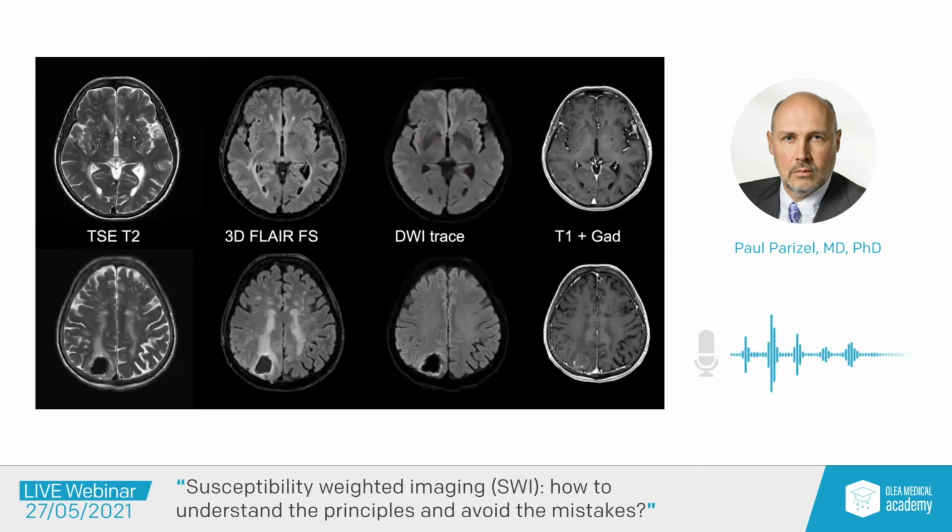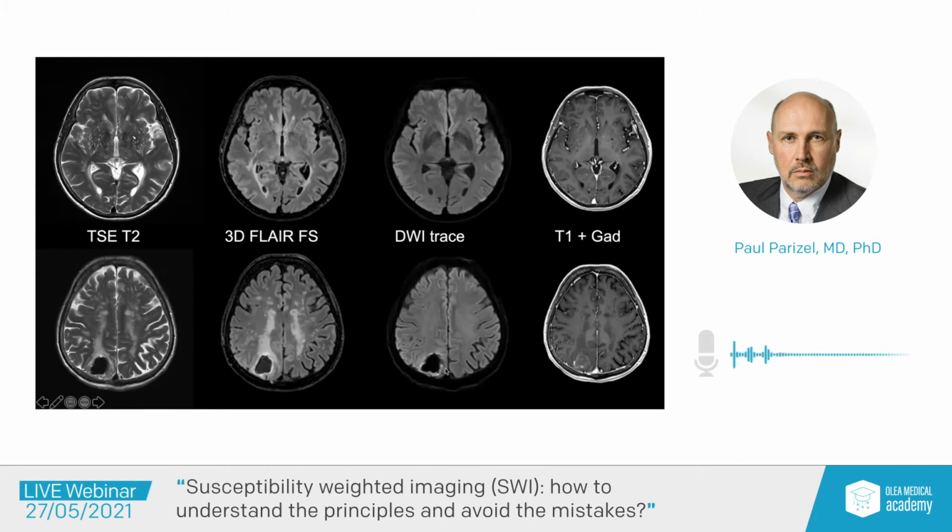Let's look at an example of a patient, an elderly patient with pre-existing chronic small vessel ischemic disease. You can see that there's a lot of dilated perivascular Virchow-Robin spaces in the basal ganglia and also in the subcortical white matter. And this elderly patient has developed a subcortical hemorrhage in the right parietal region. These are the 3D FLAIR fat-saturated images showing a lot of small vessel ischemic changes.